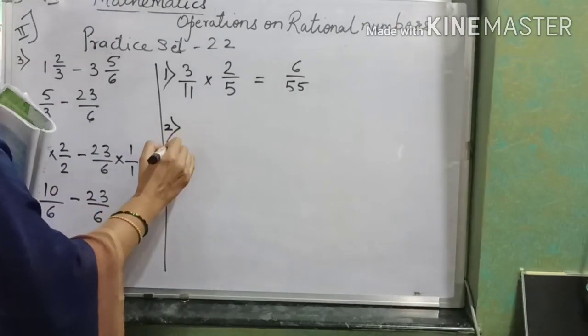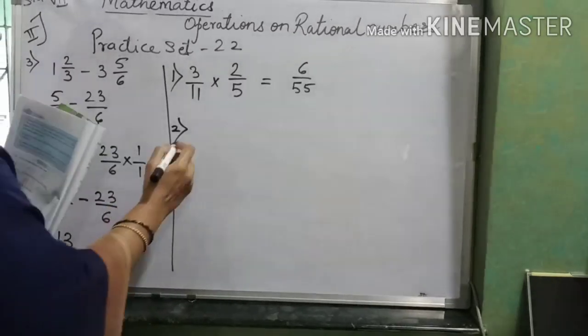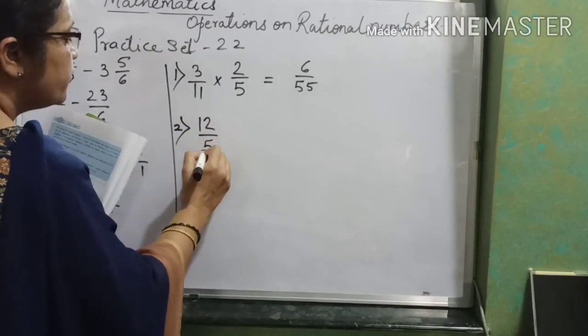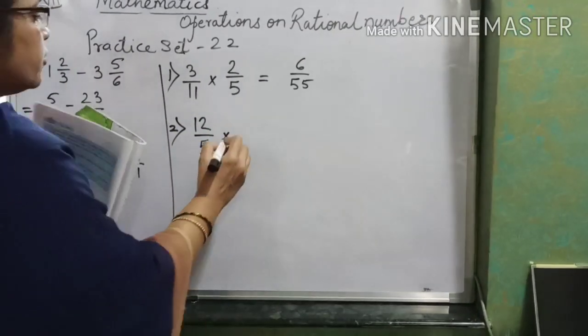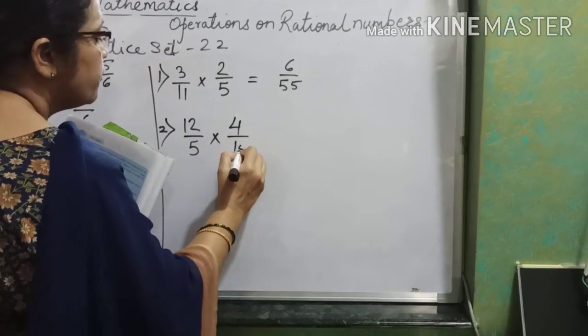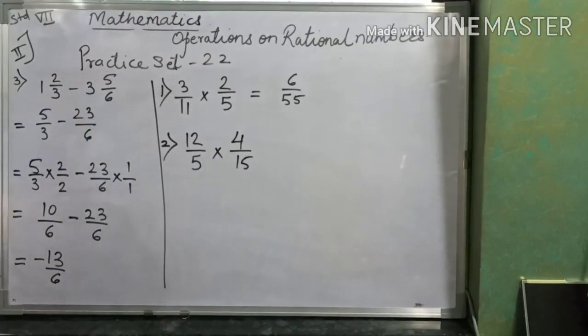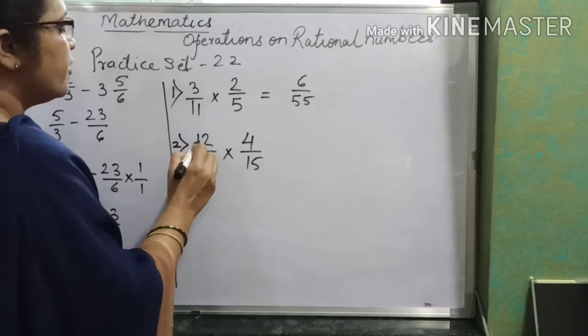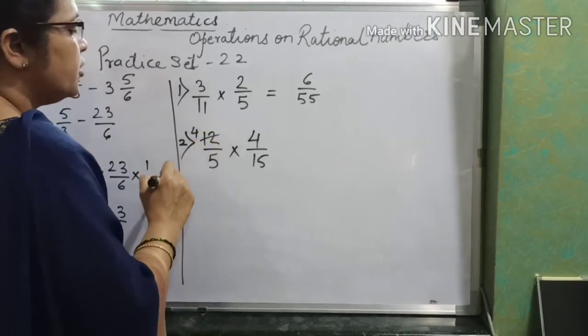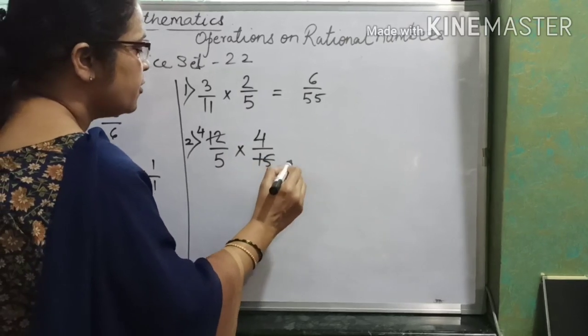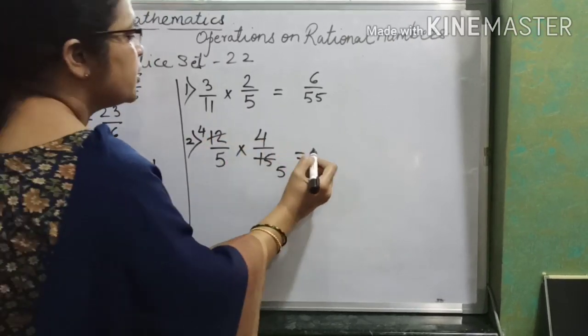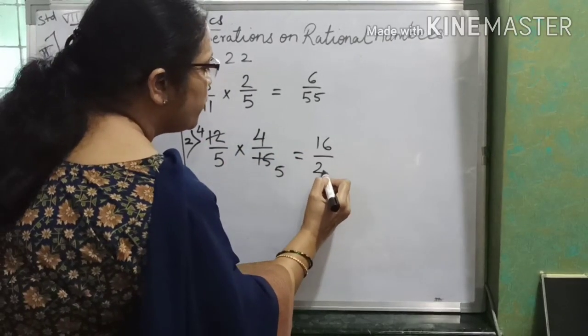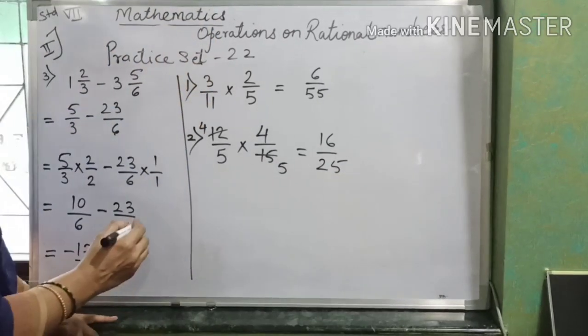Now the second sum, 12 upon 5 multiplied by 4 upon 15. So 12 and 15 we can reduce. 3 4s are 12 and 3 5s are 15. So 4 4s are 16 upon 25 is the answer.